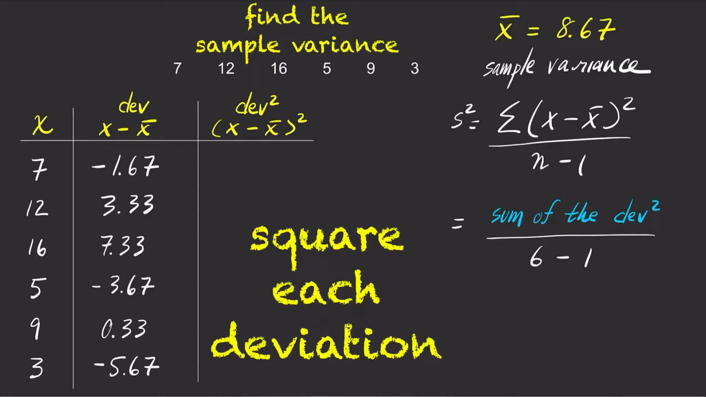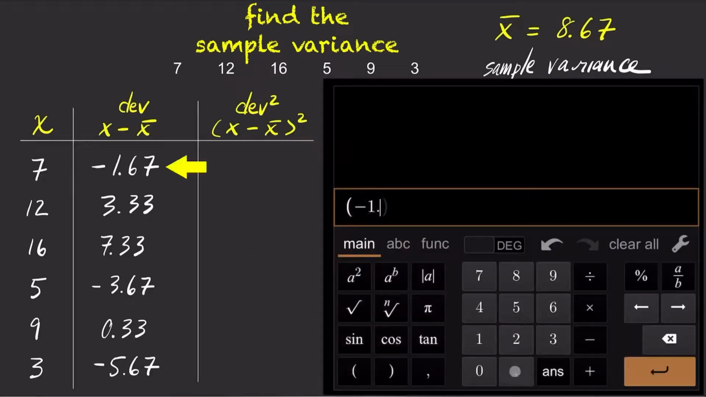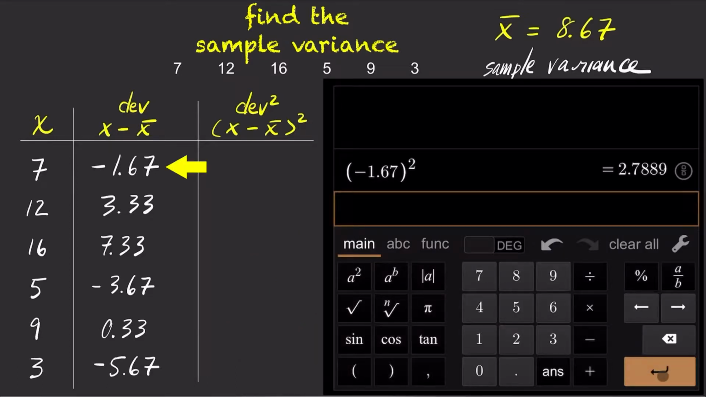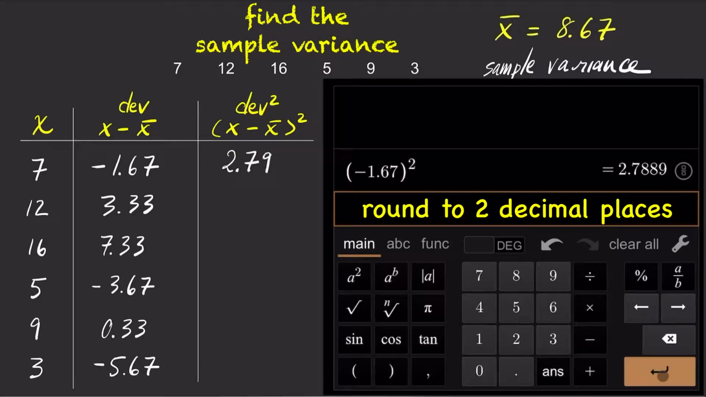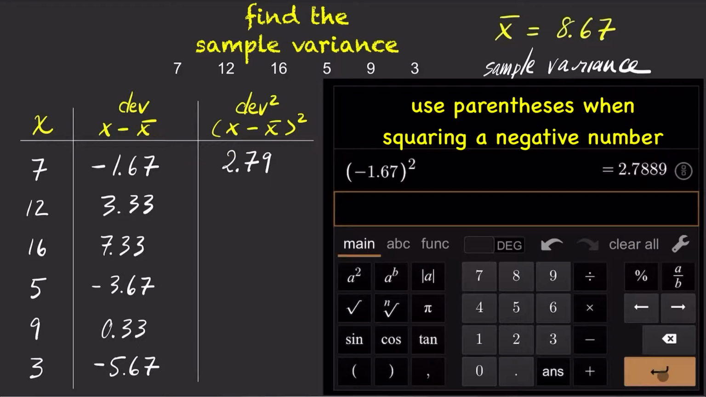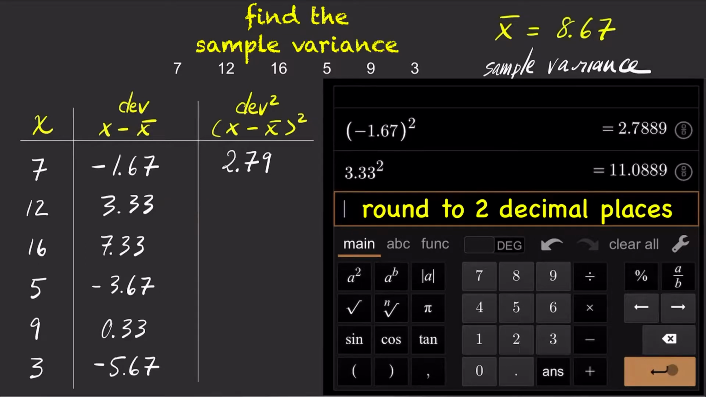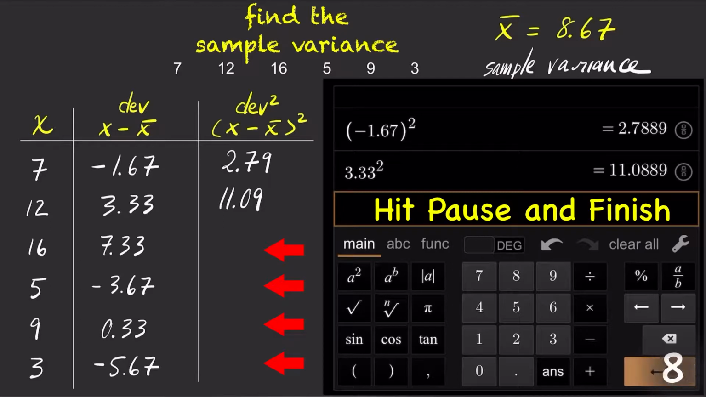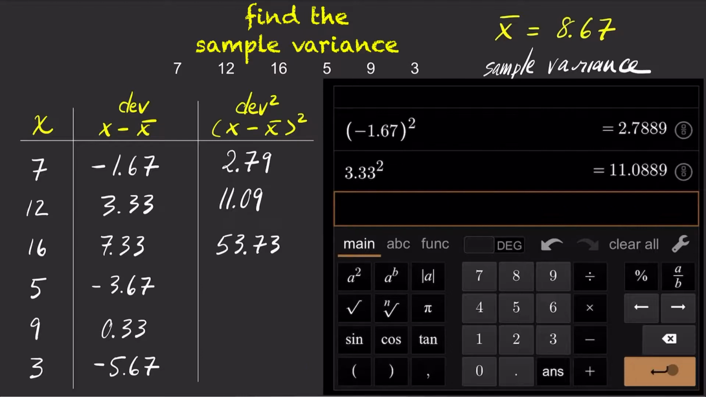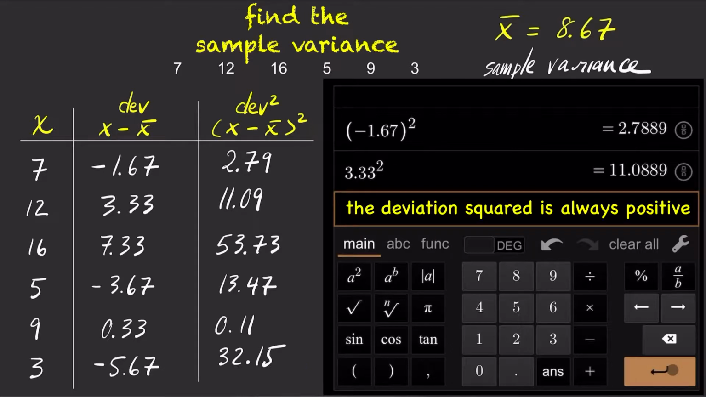Now, square each deviation. Negative 1.67 squared equals 2.79. Note that the square of any number is always positive. Now, 3.33 squared equals 11.09. Notice that the deviation squared is always positive.